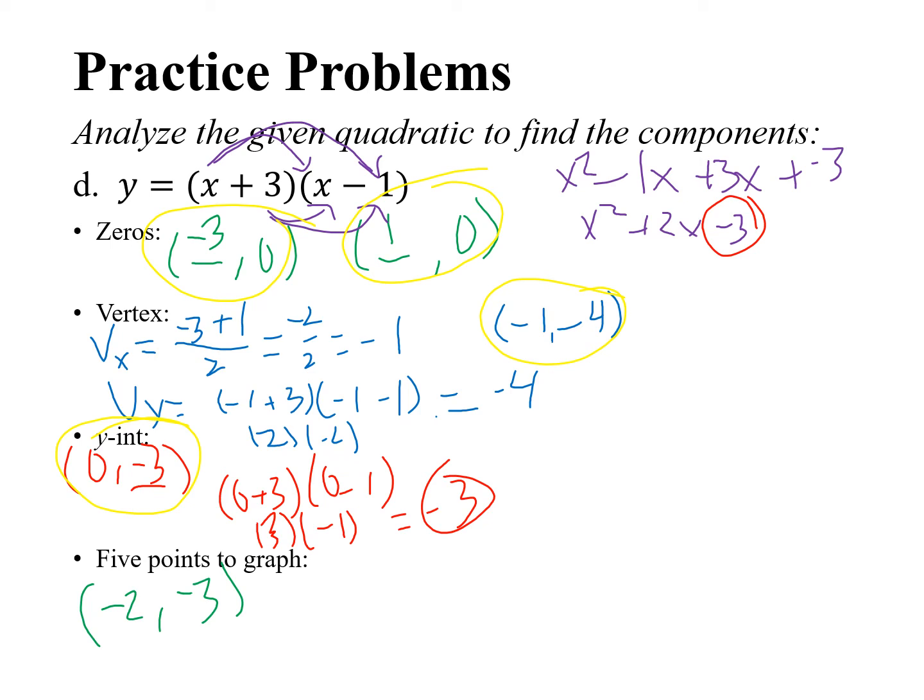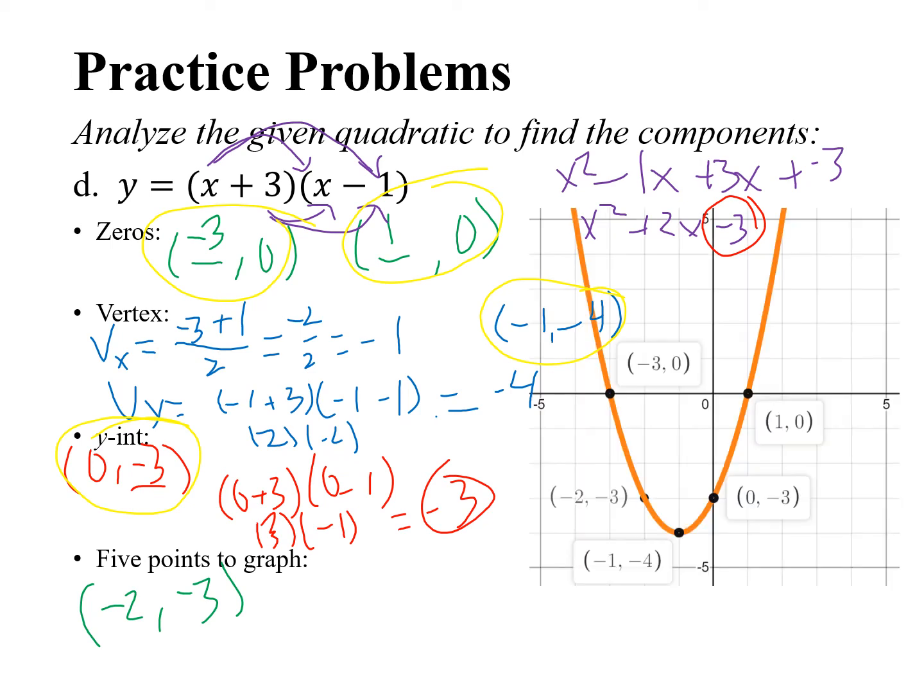But if I were to plug this into Desmos, my graph would look like this, and I see those 5 points. I have my two roots at -3, 0, and 1, 0. I have my vertex in blue, at -1, -4. And then I have my y-intercept in red at 0, -3. And if I reflect it across, it winds up at this point here. And I can connect those 5 points and make a nice smooth curve.